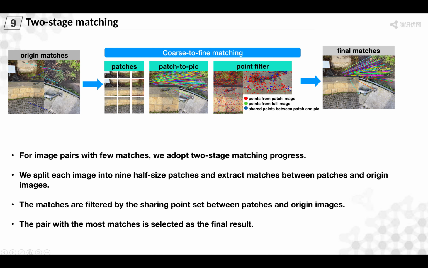Finally, we want to share an interesting result with two-stage adaptation. For image pairs with few matches, we adopt a two-stage matching process. We split each image into 9 half-size patches and extract matches between the patches and the full image. The matches are filtered by the shared point set between patch and full image. The pair with the most matches is selected as the final result.